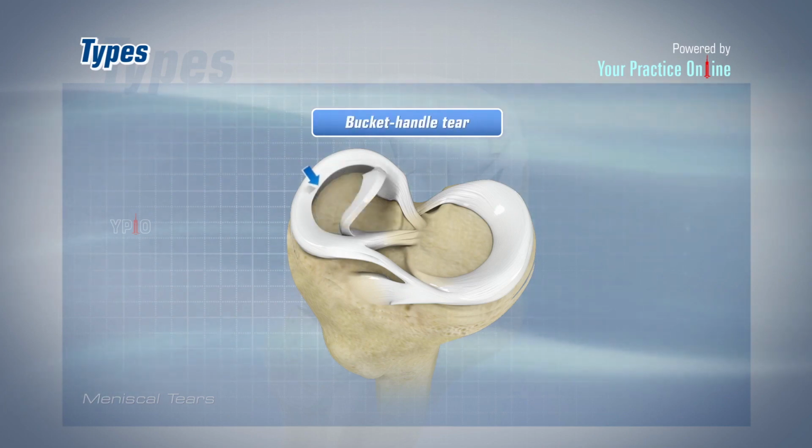Bucket handle tear. This is a tear that goes all the way through the full depth of the meniscus. The handle portion of this type of tear may displace into the rounded end of the thigh bone, where it may cause locking of the knee joint and pain.